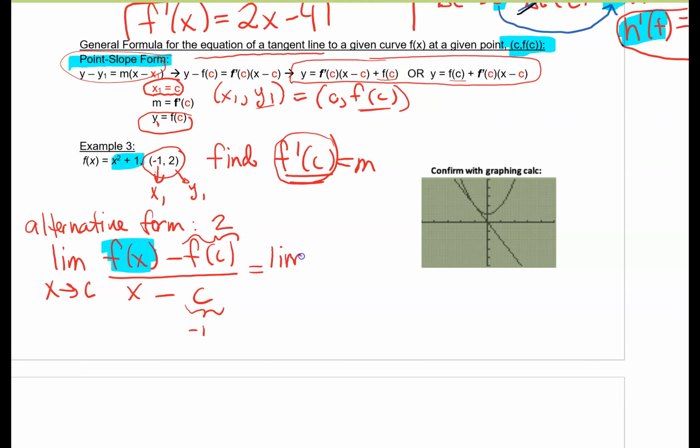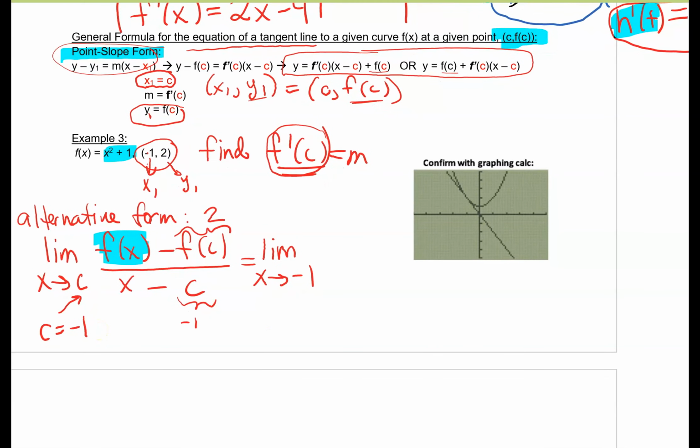So I'm going to take the limit as x approaches -1, by the way, because we decided, because it was given right here, that c would be -1. So the limit as x approaches -1 of x squared plus 1 minus 2 all over x minus -1. So f of x minus f evaluated at -1 divided by x minus -1. So this is a generic point on the curve minus a specific point on the curve. In fact, it's right there, -1, 2.